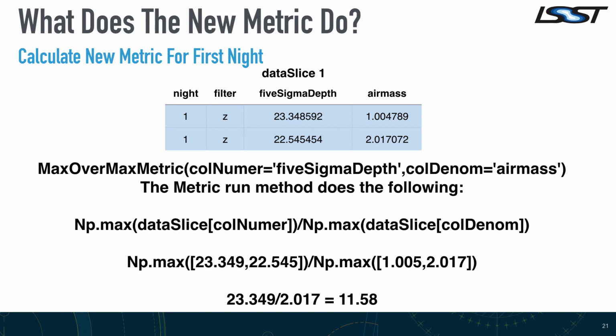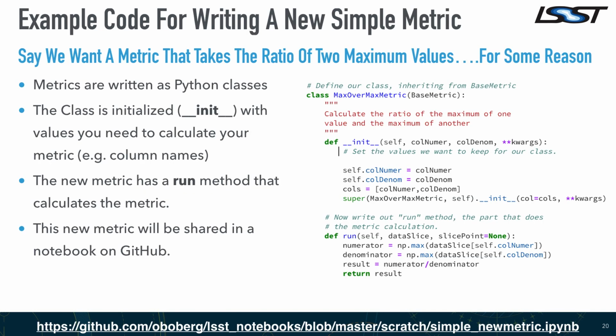In this case, I just did this as an example to illustrate. I don't think you'd ever actually want to calculate the 5 sigma depth over the maximum air mass, but it was just an illustration. And you'd probably want to write this code a little bit more robustly so you wouldn't get a number in the denominator that's 0. But anyway, this is exactly what it would do, and you can go to this notebook at the bottom here and actually see it in action within the full MAF framework, using all the right Python calls.